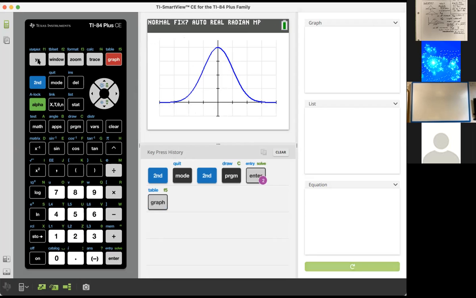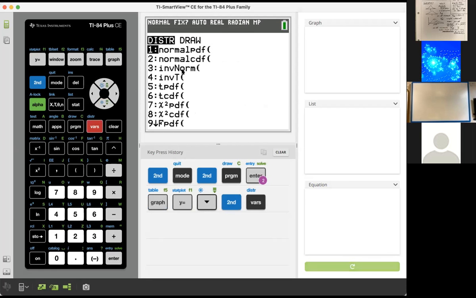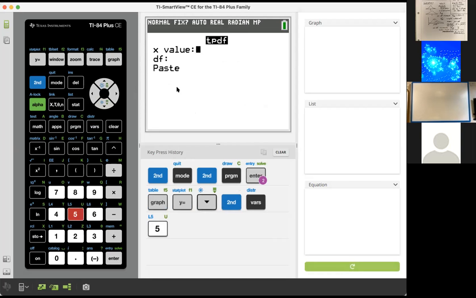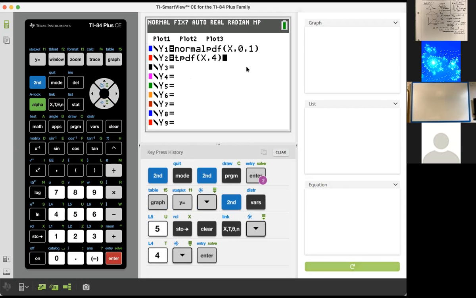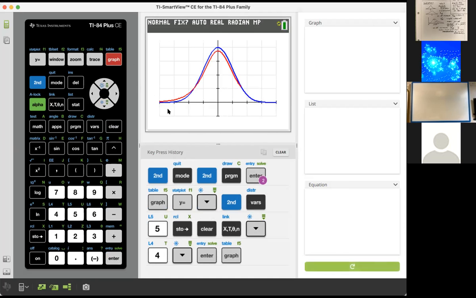Okay, good. Let's compare that to a t distribution with a small value of t. And I'll bring up the distribution menu again. And let's go to a t probability distribution function, number 5. X value for graphing, going to be the x. And let's say degrees of freedom is 3 or 4. Let's paste that and graph this in red. T distribution in red, standard normal distribution in blue.